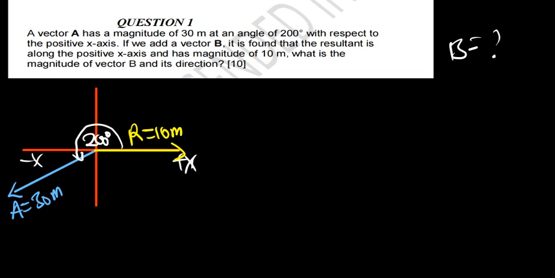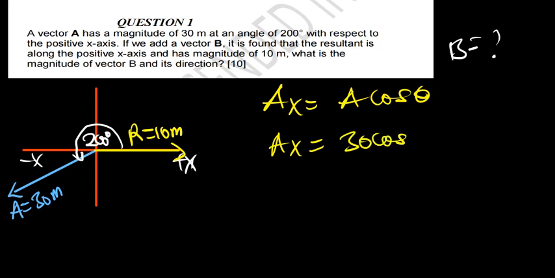Okay? So what I'm going to do now is, we are saying that if we add vector A and B, the resultant is going to be 10. So let's resolve each vector into x and y component. I'll start with A. To resolve any vector into x component, we use cos theta. So I'm going to say A x, my A vector is 30, cos the angle. In this case the angle which we're going to use is the angle coming from the x-axis all the way until it touches the vector. So I'll say cos 200 degrees.